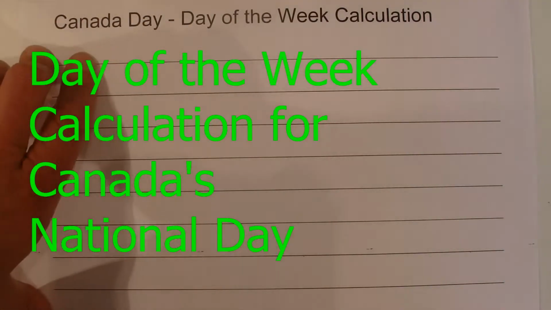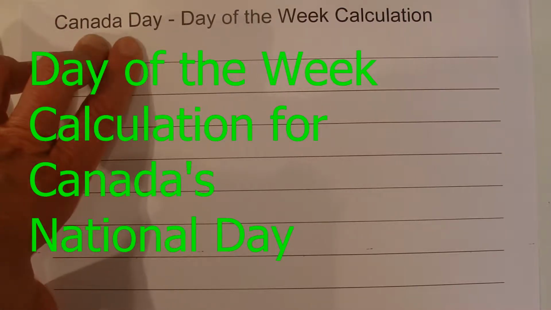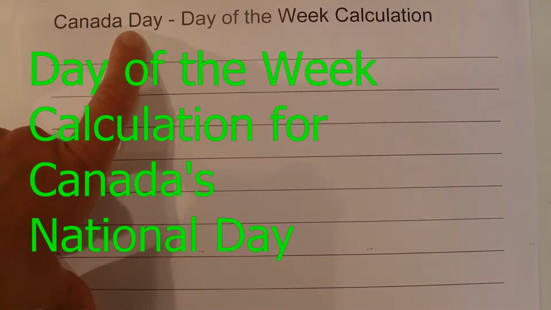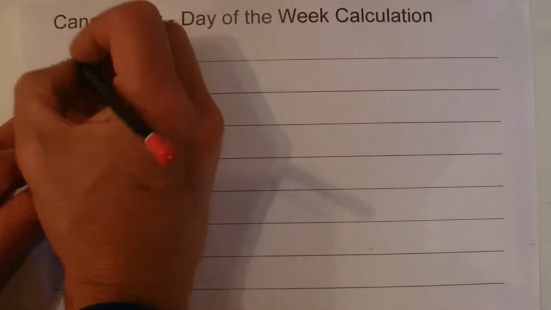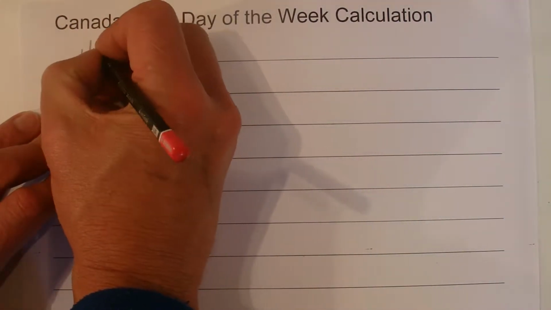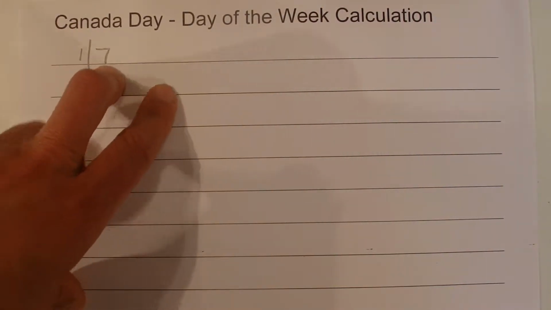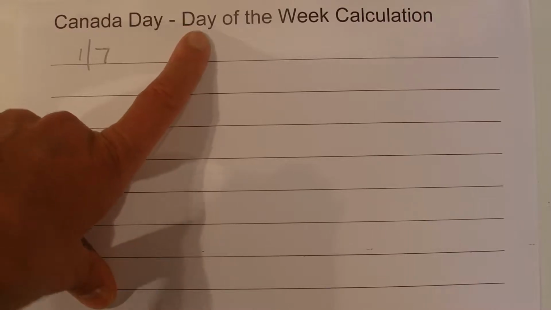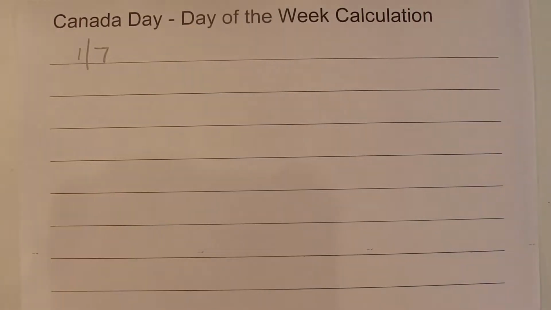Today I'm going to show you a simple formula to work out what day of the week Canada Day falls on. Canada Day is the National Day of Canada, and it's always on the 1st of July, the 1st of the 7th. It's always on the same date, but the day of the week will change from year to year. It could be Sunday, Monday, Tuesday, Wednesday, Thursday, Friday or Saturday. So it could be any one of the 7 days of the week.